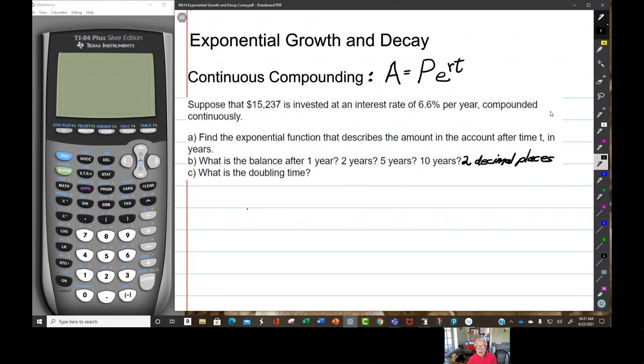Suppose that $15,237 is invested at an interest rate of 6.6% per year, compounded continuously. Find the exponential function that describes the amount of money in the account after time t in years.